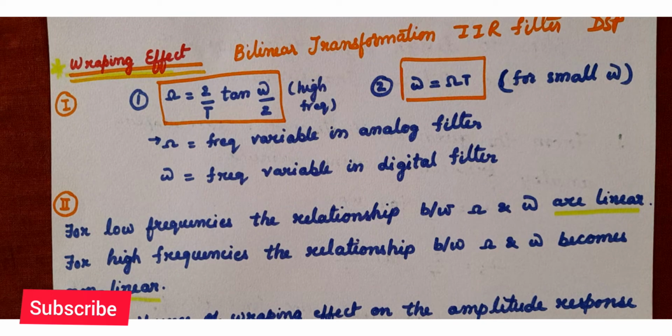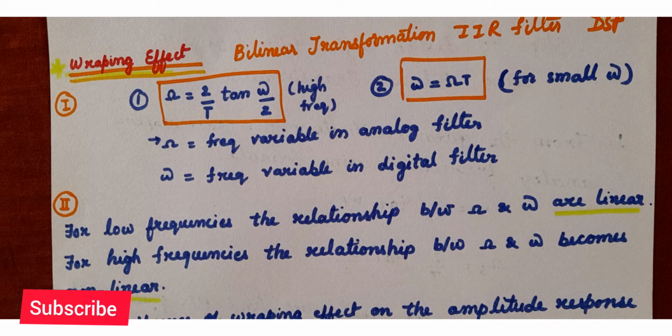Dear students, today the topic of the class is the warping effect in the bilinear transformation used for the design of IIR filters, and how it can be avoided. In the previous class we have seen what the warping effect is, and its effect on the magnitude response and phase response of the digital filter.